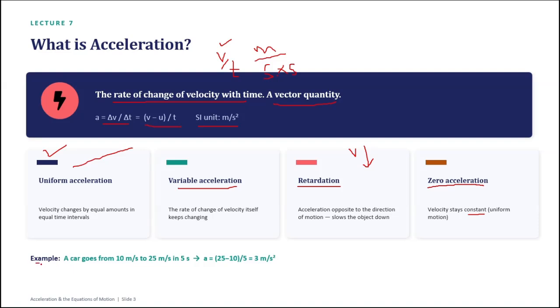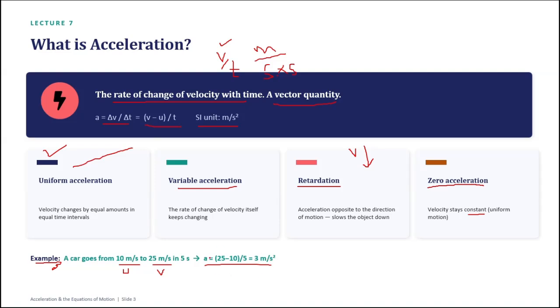Now we have an example over here. A car goes from 10 meters per second, so this is the initial velocity u, to 25 meters per second. So this is our final velocity v, in 5 seconds. Find the acceleration. We can find the acceleration using this formula, v minus u divided by t. So v minus u is 25 minus 10, divided by 5 seconds. This gives us 3 meter per second square.